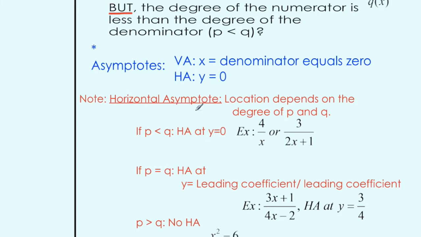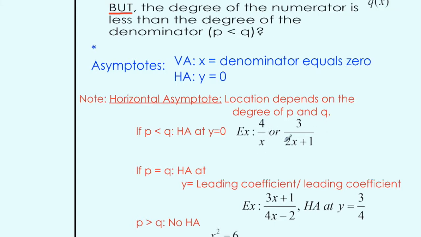Your horizontal asymptote depends on the degree of P and of Q. So if P is less than Q, then your horizontal asymptote is always at y equals 0. The very first ones we dealt with were a over x. Well, the degree of the numerator is 0, which is less than the degree of the denominator at 1. So remember, it was always at 0.